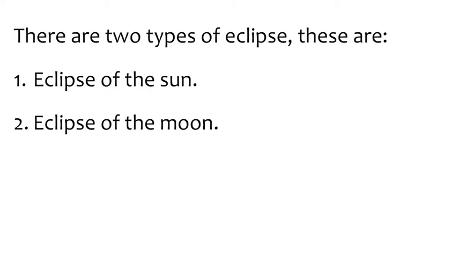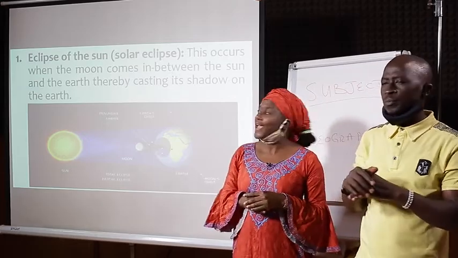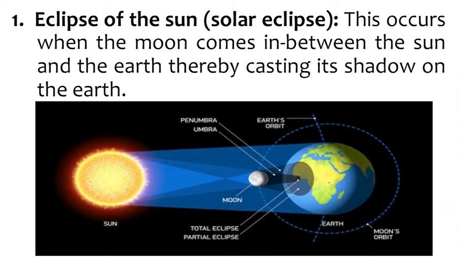There are 2 types of eclipse. We have the eclipse of the sun and the eclipse of the moon. Eclipse of the sun, or solar eclipse, is when the moon comes in between the sun and the earth, thereby causing the moon to cast its shadow on the earth.